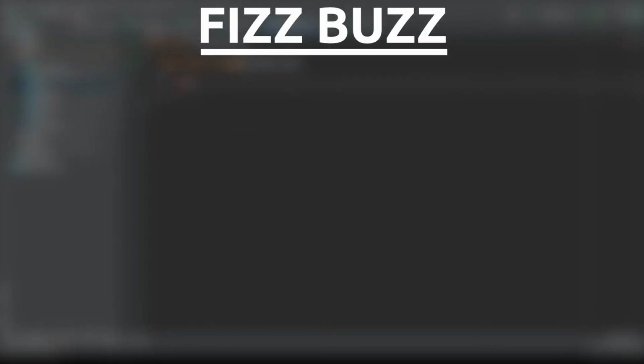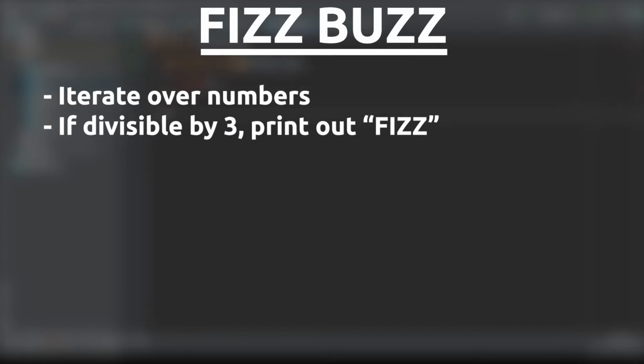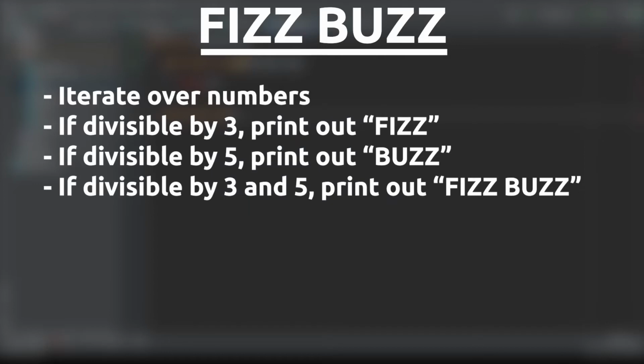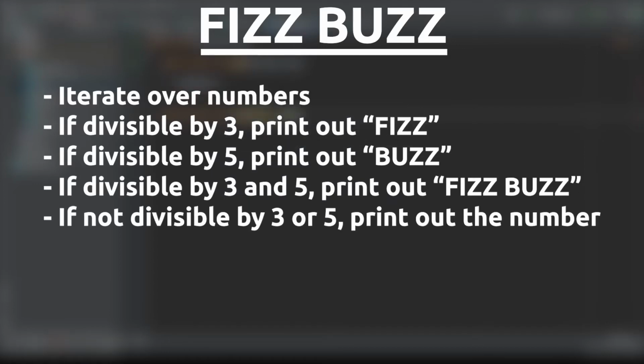Everyone knows the classic FizzBuzz coding question. Iterate over numbers, and if the number is divisible by 3, print fizz. If the number is divisible by 5, print buzz. If the number is divisible by 3 and 5, print FizzBuzz. And lastly, if not divisible by 3 or 5, just print the number.